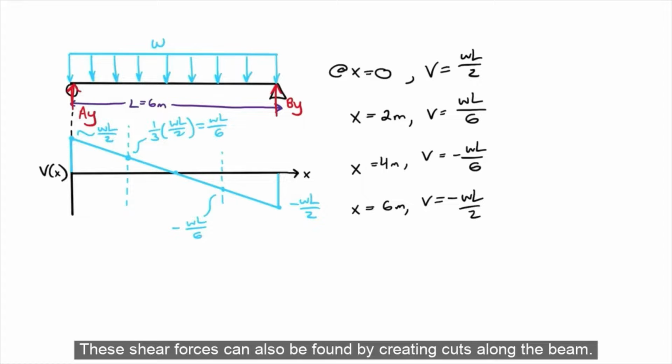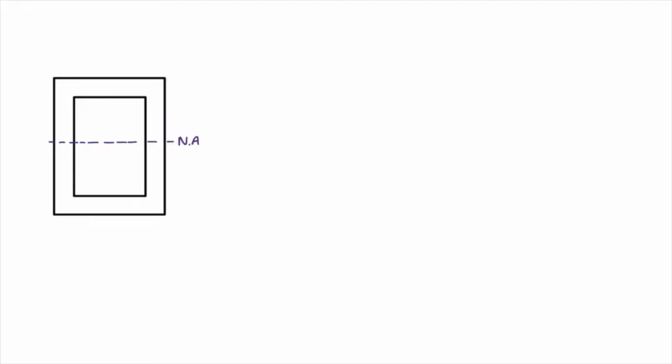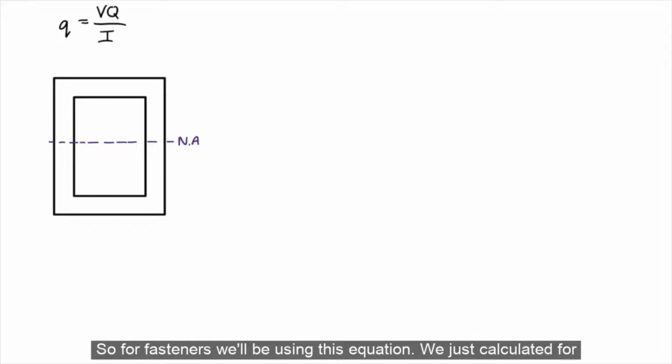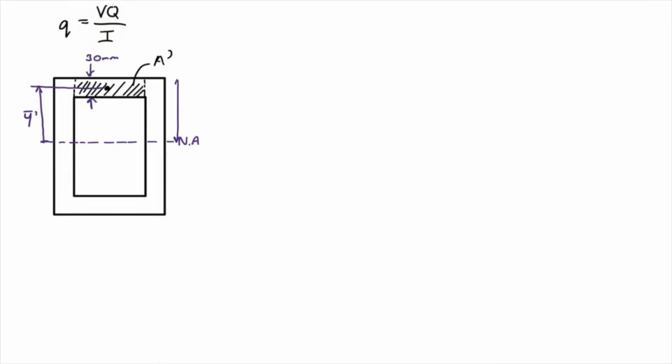These shear forces can also be found by creating cuts along the beam. So for fasteners, we'll be using this equation. We just calculated for the shear force, V, at each section of the beam, and we already know the moment of inertia, which we calculated earlier from step 2. So we'll calculate for capital Q, the first moment of area, which is the section right here. And we'll end up with this.